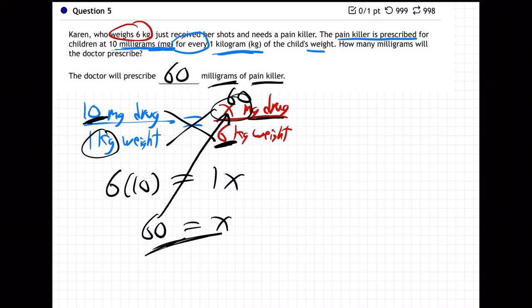And that makes sense, doesn't it? Because she weighs 6 kilograms, and you give 10 milligrams for every 1 kilogram of weight. So you multiply 6 kilograms times 10, she needs 60 milligrams of the drug. That makes sense. So there we go.